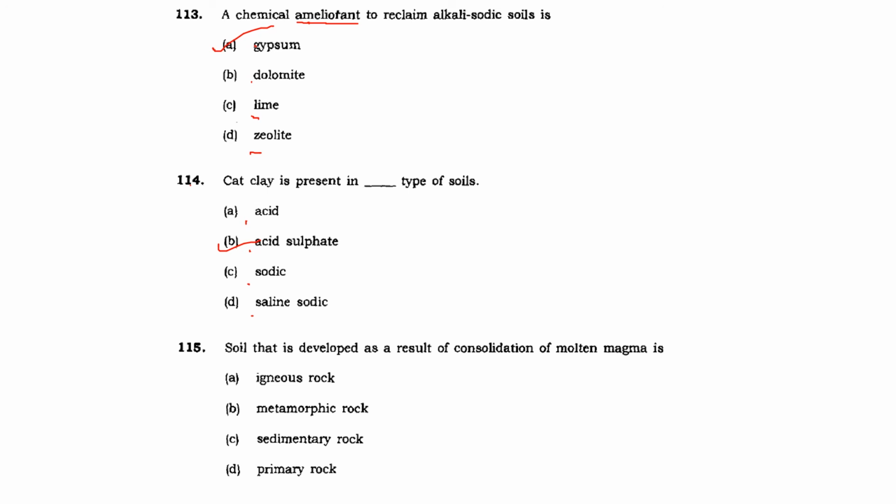114b. Soil that is developed as a result of the consolidation of molten magma. Options: igneous rock, metamorphic rock, sedimentary rock or primary rock. It is the igneous rock because it is formed by the cooling and solidification of molten magma, whereas sedimentary rocks and metamorphic rocks form with time, changing with time, is metamorphic rock. So answer is A.